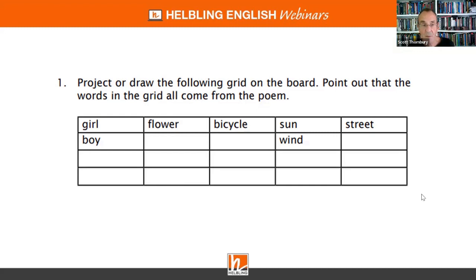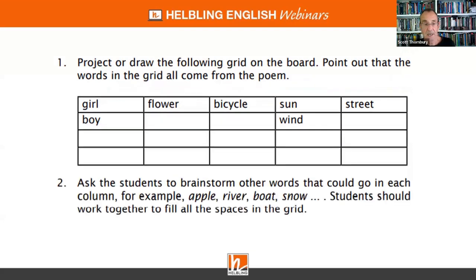Now, you could start them off by giving them some words yourself, like apple, for example, or canoe, or path. We're looking for words that are related in meaning. And oh yeah, exactly, there are the examples. Students work together to fill in all the spaces in the grid.